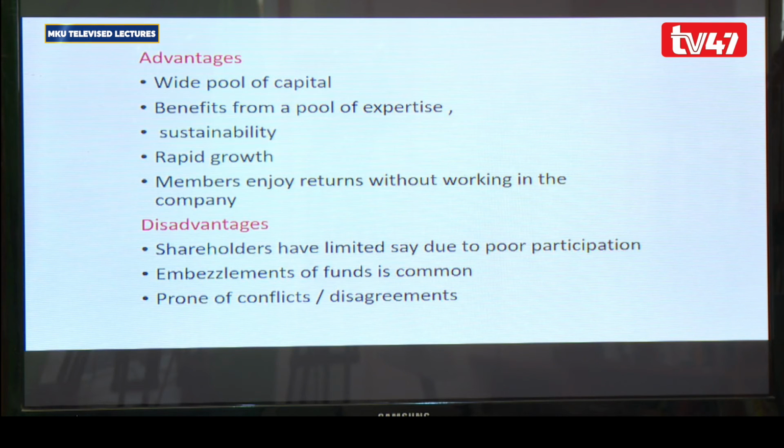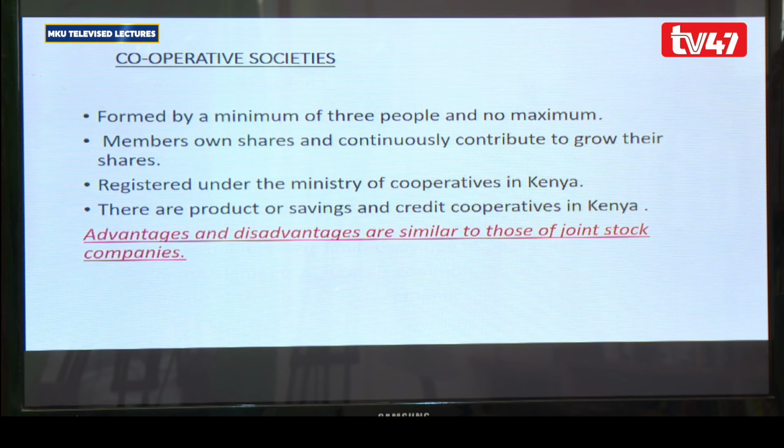However, it also has its own limits. The first one is that most times we hear of conflicts. We hear of embezzlement of funds, mismanagement by the directors, and the shareholders have very little participation in the decisions that are made. Even when they are called for meetings, just a few go, and therefore the decisions are made by just a few individuals. Let's look at cooperative societies, what we call the SACCOs.